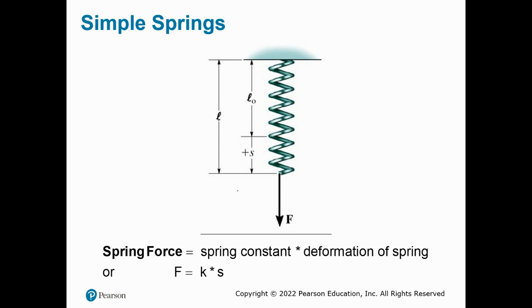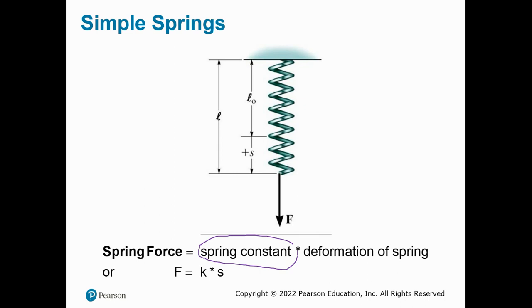Spring system: spring force equals the spring constant times the deformation of the spring. So, in other words, there are different sizes and strengths of springs. Some springs are harder to pull, and some springs are lighter to pull. So, different springs are going to have different spring constants. In order to find out how much force is coming out of the spring, we need the spring constant for each spring.